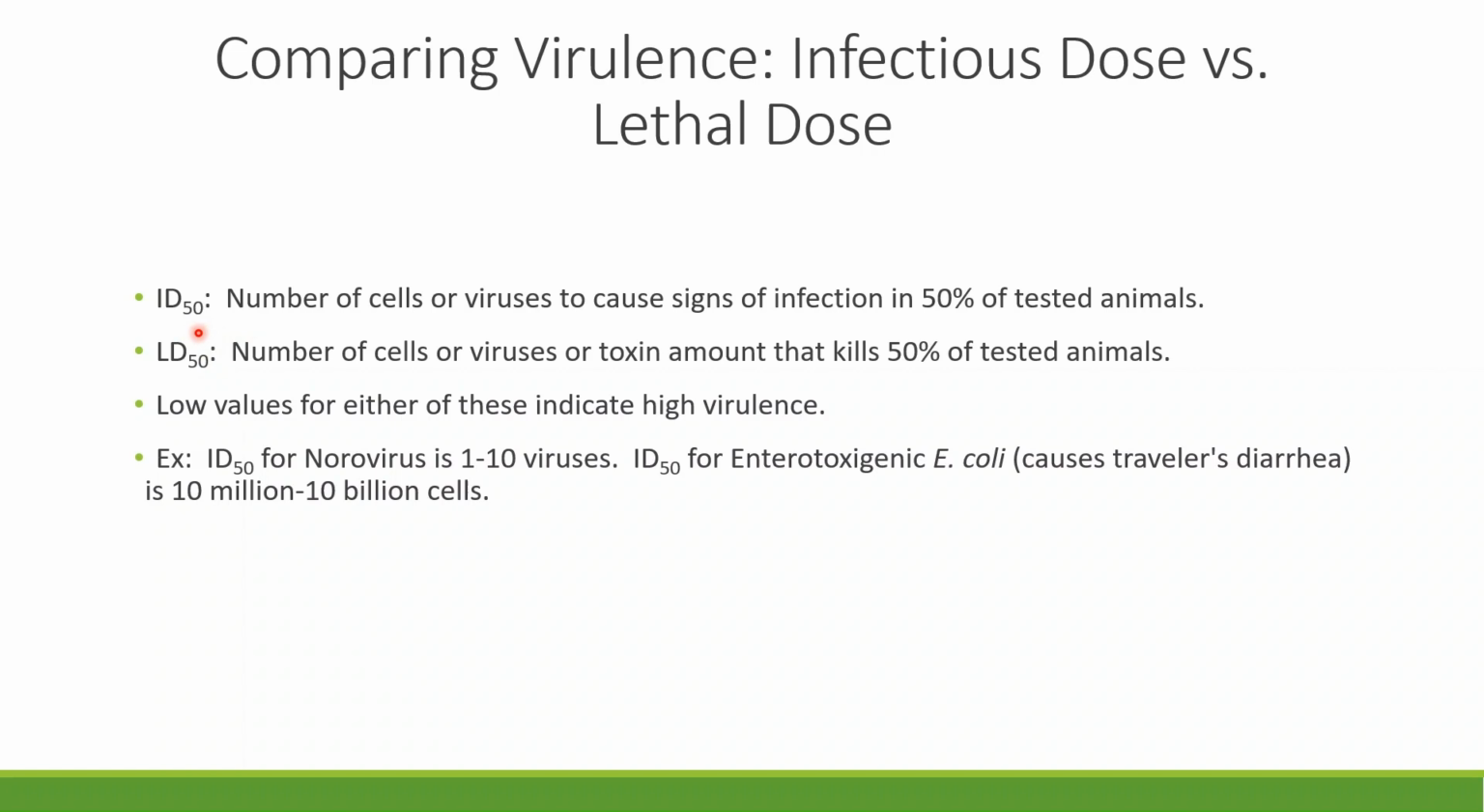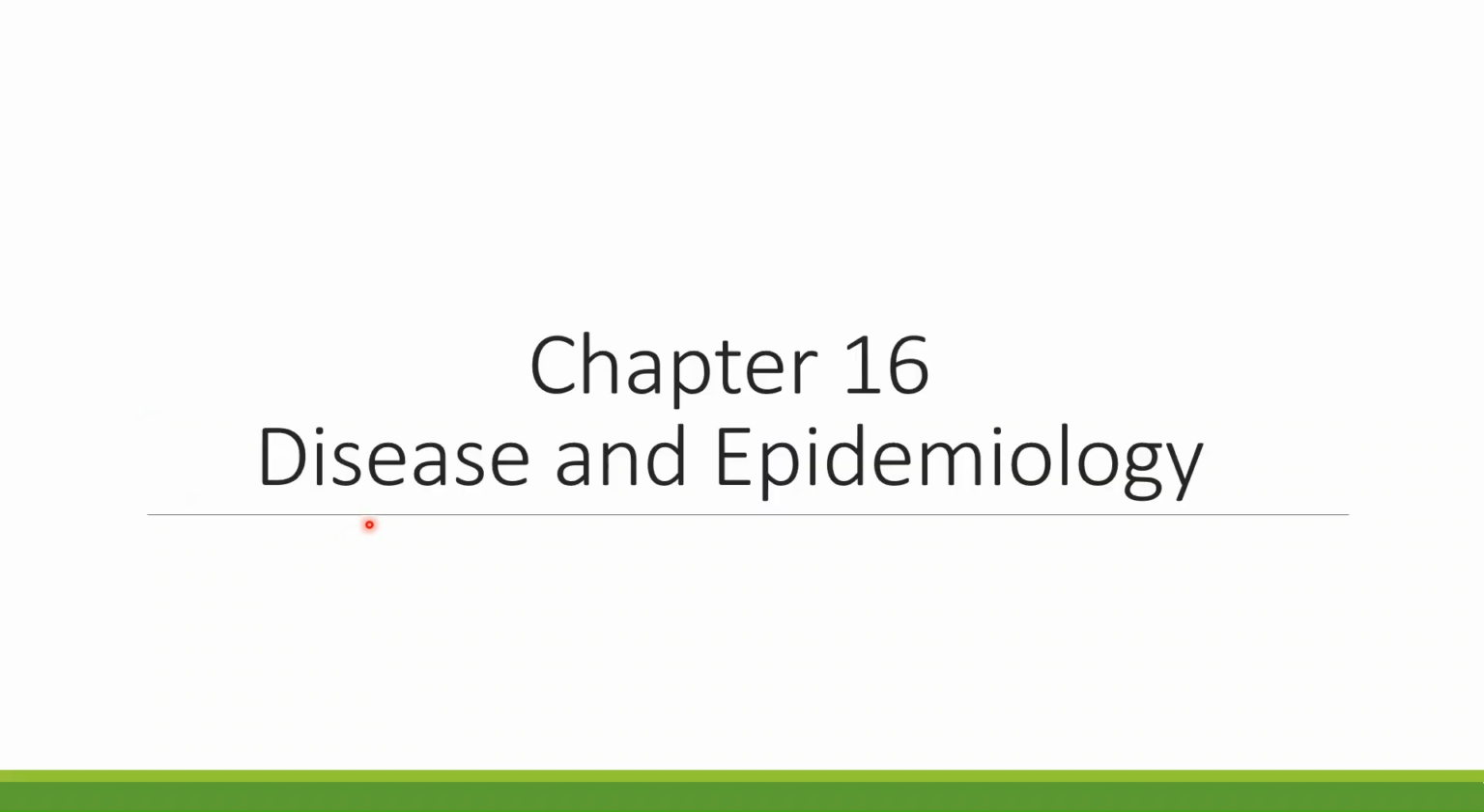So as an example here, the infectious dose 50 for norovirus is only 1 to 10 viruses. It requires very little norovirus to get someone sick, and that's why noroviruses, which are commonly found in cruise ships, you hear stories about norovirus being spread through the cruise ship. It spreads so easily and so quickly. Whereas if you look at the ID50 for enterotoxigenic E. coli, sometimes called ETEC, it causes traveler's diarrhea, and it requires a lot more cells, about 10 million to 10 billion cells. I know this might seem like an astronomical amount of cells, but trust me, 10 billion cells is really not that many cells in the microbial world. And that wraps it up for chapter 15, and we're going to now move into chapter 16 and discuss disease and epidemiology.